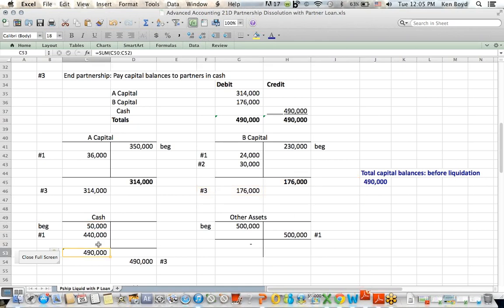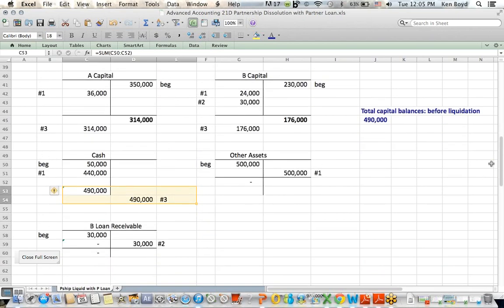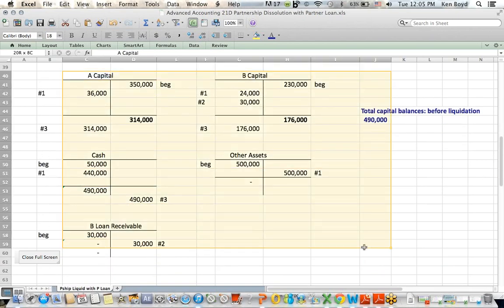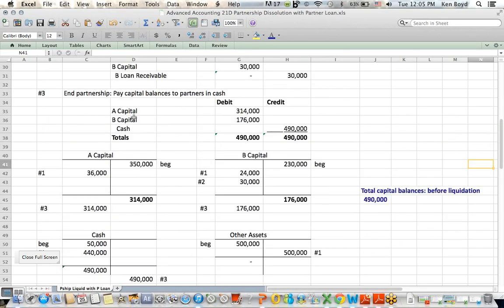Here's the cash activity, which added up to $490,000. We credit cash $490,000, so that balance goes to zero. So what you see at the end, if you've done it correctly, is that all the T accounts adjust to zero, and we wrote checks to all the partners, so cash went down by crediting, and capital accounts go down by debiting, and that's going to be your last entry when you end a partnership.